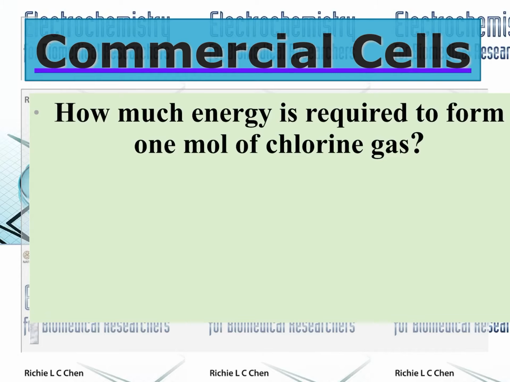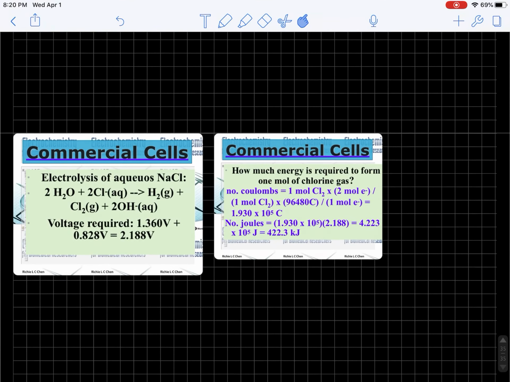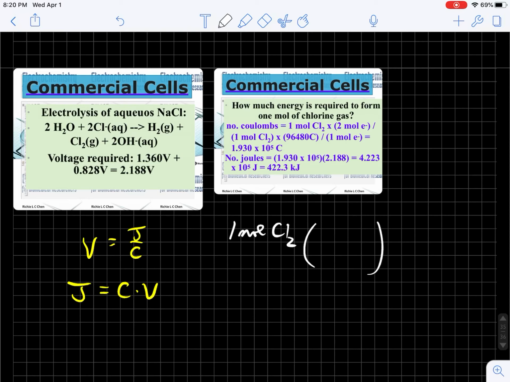Okay, so how much energy is required to form 1 mole of chlorine gas from a brine solution? Let's see what we got. We have our reaction, and we just have to remember that voltage is joules per coulomb. So therefore, joules are coulomb volts. And it's a matter of coming up with the number of coulombs of electrons. Now they're telling us what to start with, 1 mole of chlorine. That's what we're trying to produce.